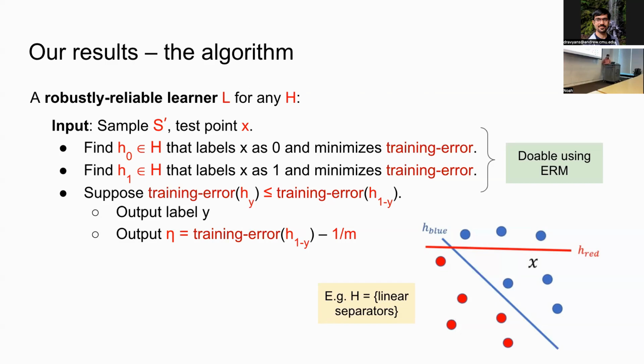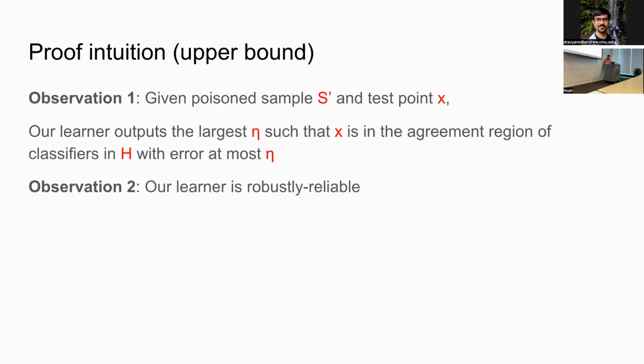In other words, if, for example, we are allowed to corrupt only 2 points, then the adversary in this case could make it so that X would not be in the agreement region and we would not be able to certify X. Then our learner is also robustly reliable.